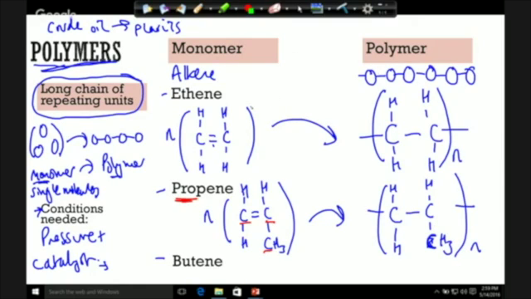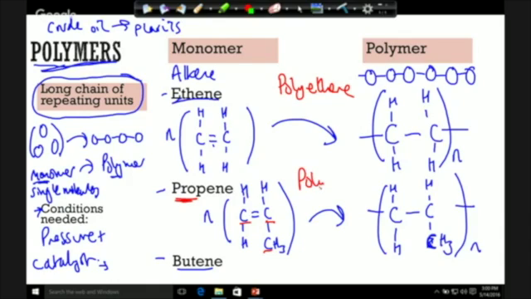Now, the name that we need to use: when they're a monomer, we just use the name that they've got, ethene, propene, or butene, for example. And when they turn into a polymer, naming polymers is really easy, because all you need to do is put the word poly in front of the monomer. So we have polyethene that we've made.